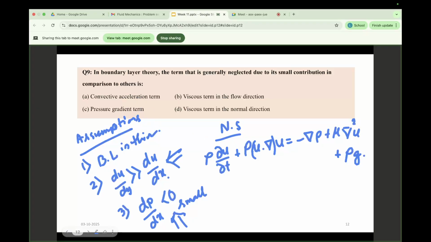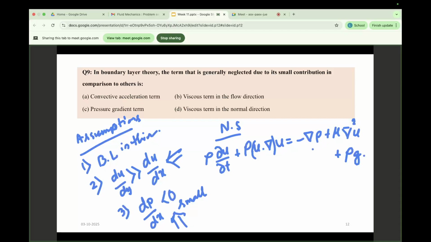So this gradient term comes here also, and these pressure terms come here. So all these three options look to be the answer, right? Then how will you choose which one will be the correct option? In terms of this boundary layer, which one is important? The viscous term is important, right?